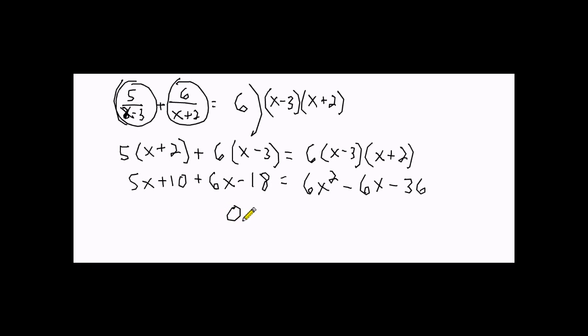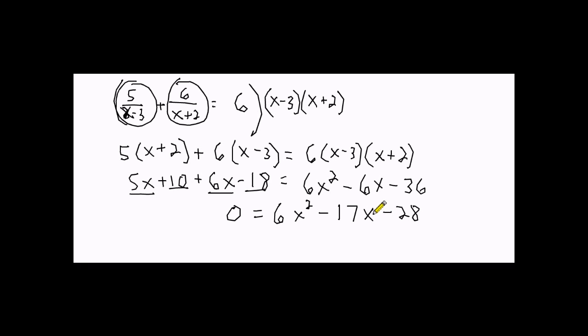So I'll move everything from the left-hand side to the right-hand side, and we're going to get 6x squared. 5x and 6x make 11x. We're going to subtract that off, so that makes negative 17x. And 10 minus 18 is negative 8, so we're going to add 8, and that makes this turn into negative 28.